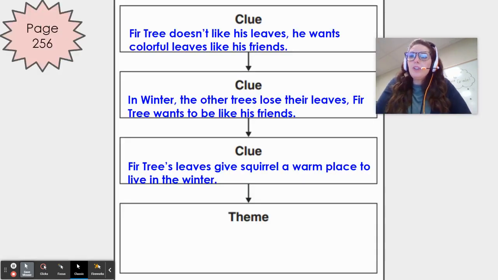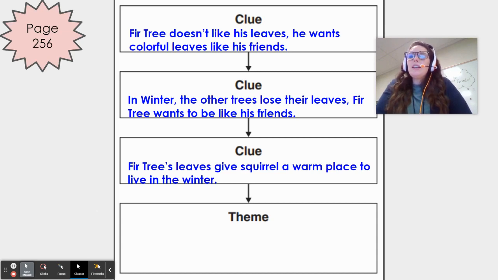So our third clue is that Fir Tree gives Squirrel a warm place to live in the winter. His friends were not able to do that, even though at one point they had colorful leaves and then they lost their leaves. Fir Tree was able to give Squirrel a warm place to live in the winter because he still had all of his leaves.